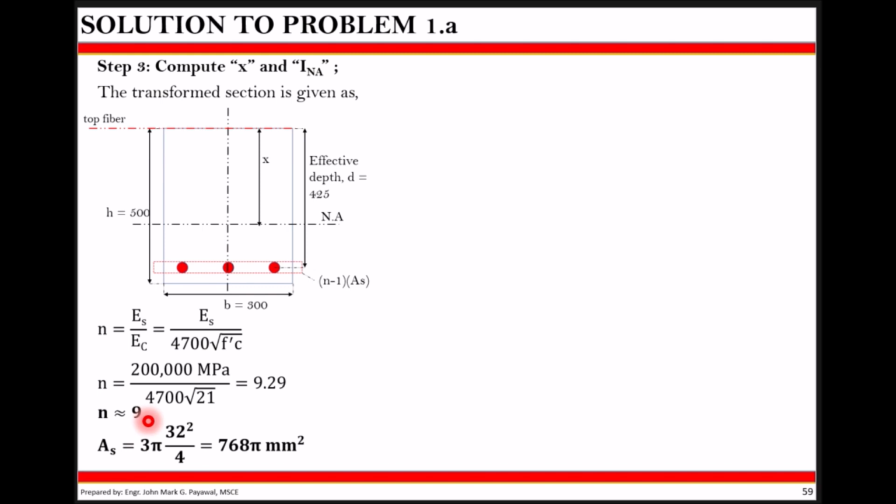Next, we compute for the area. In here, there are 3 32 millimeter diameter bars from the figure before. That's why we have to multiply it by 3, the singular area of my concrete, which is pi over 4 diameter squared multiplied by 3 is equal to 768 pi millimeter squared. It is important because when we take the moment at the top fiber, we can have this equation.